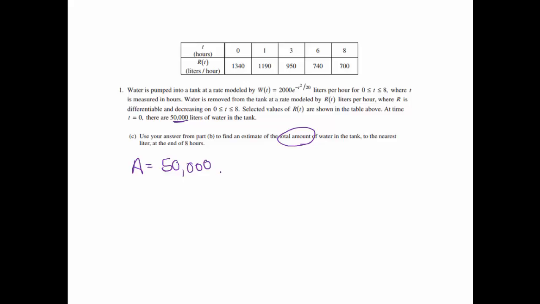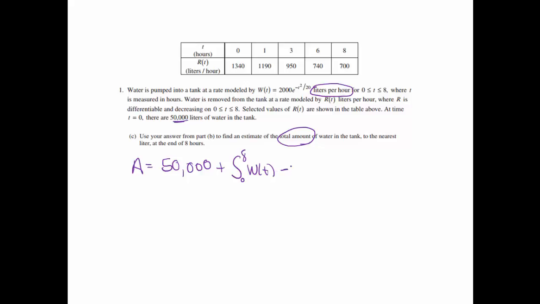Let's figure out how much is going in. We know that water is being pumped into the tank at this liters per hour. So if I just want it back to liters, I will be taking the integral of that. So it's going to be the integral of W of T. You can either write that actual formula or you could just write in W of T. It's going to go from 0 to 8, at the end of 8 hours.